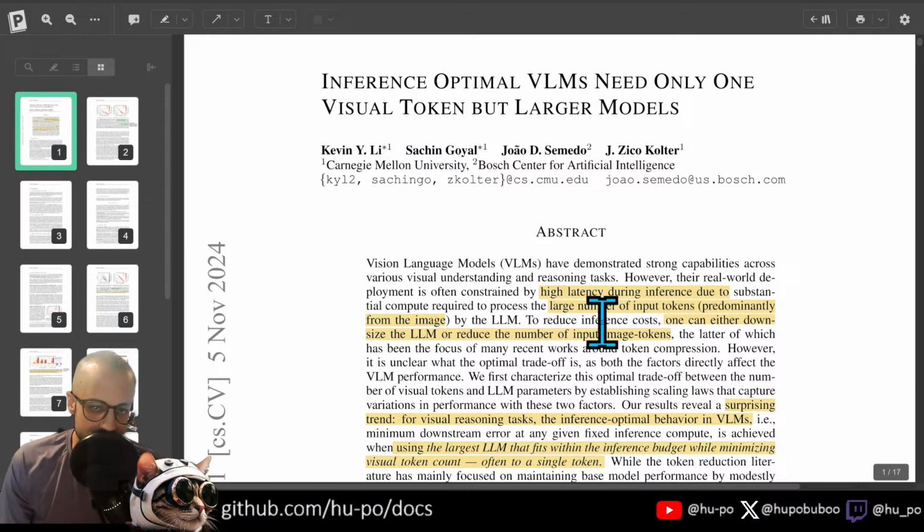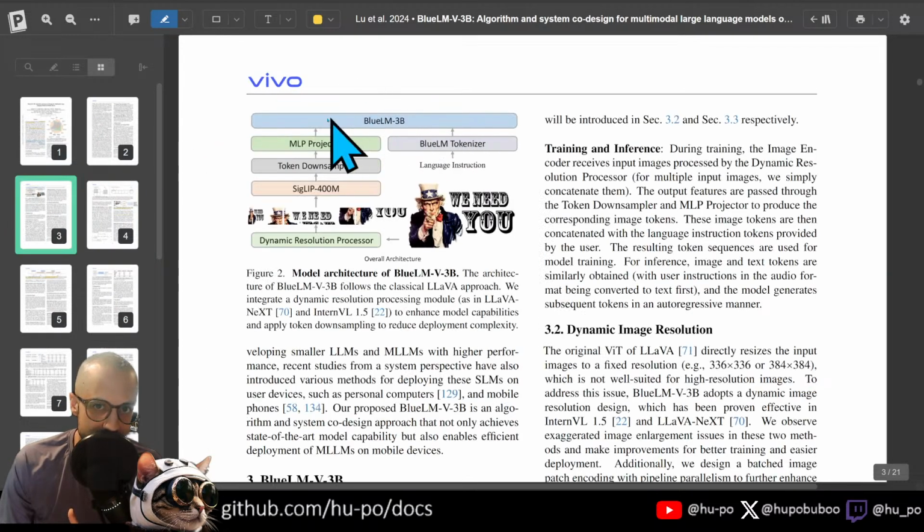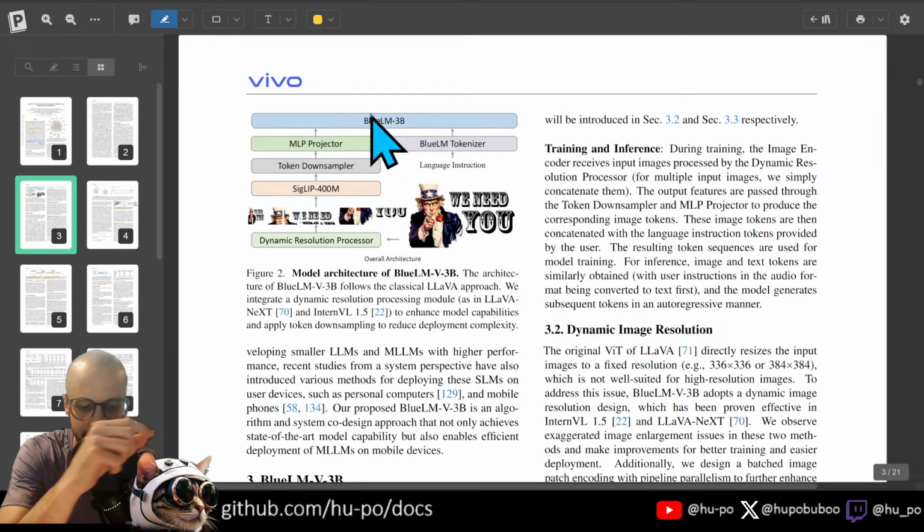So there's two ways to kind of go around that. You can either downsize the LLM or reduce the number of input image tokens. So you can either decrease the size of the LLM, which is this blue LM3B here, right? If you make that smaller, then it's going to be faster. As soon as it gets those image tokens, it can very quickly output the text tokens that you're going to read.